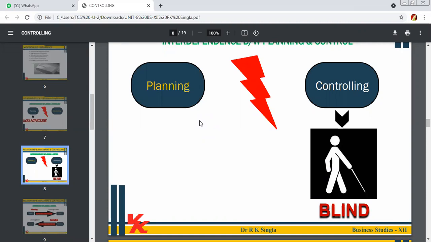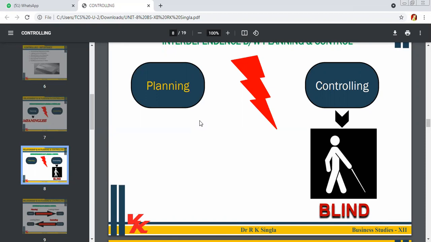Nothing is there to control in the absence of planning, because planning provides the parameters, those set of rules, policies, and procedures, that forecasting, which lets us know what is to be done, how it is to be done, by whom it is to be done, and by which time it is to be done. It provides each and every direction to the management, to the business organization.